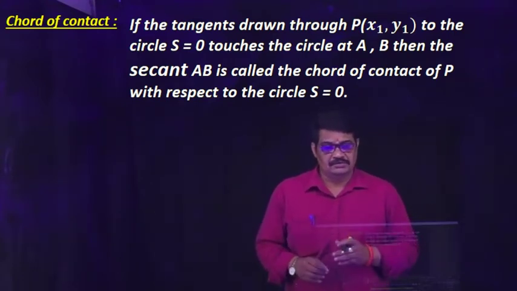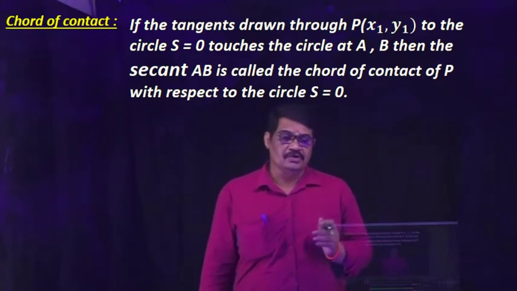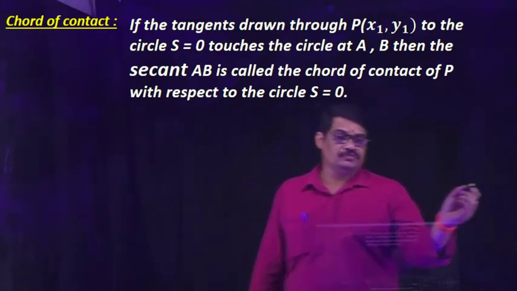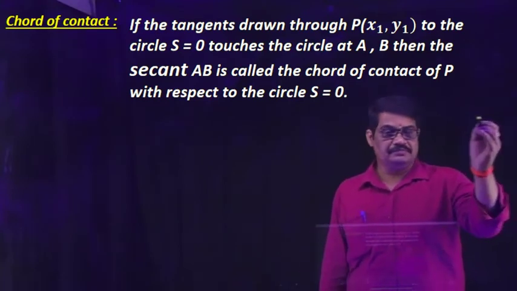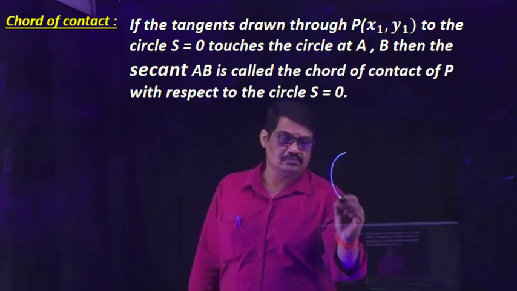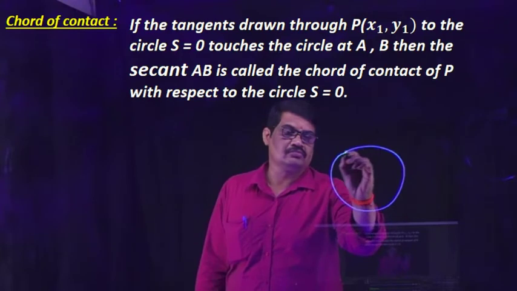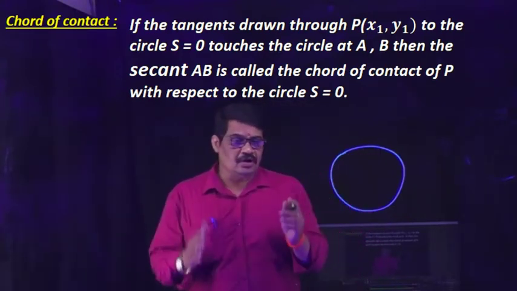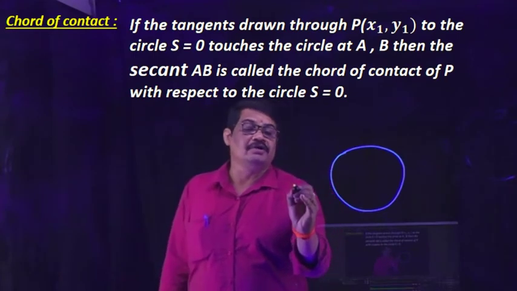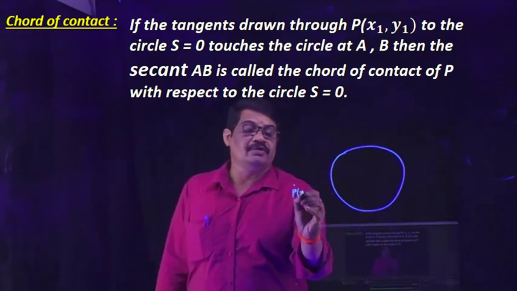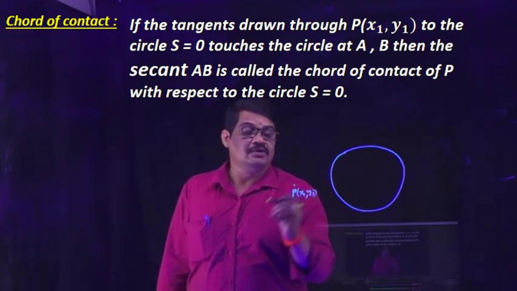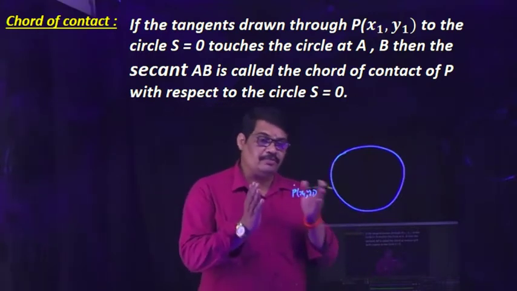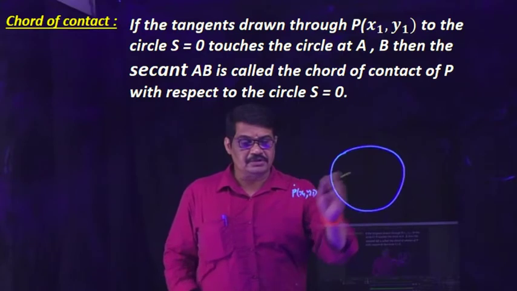First of all, look at the diagram, so it is easy to understand the concept. This is the circle. What is the chord of contact of a point P of x1, y1 with respect to the circle?